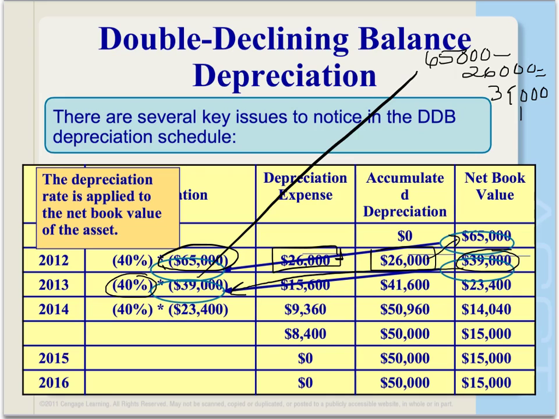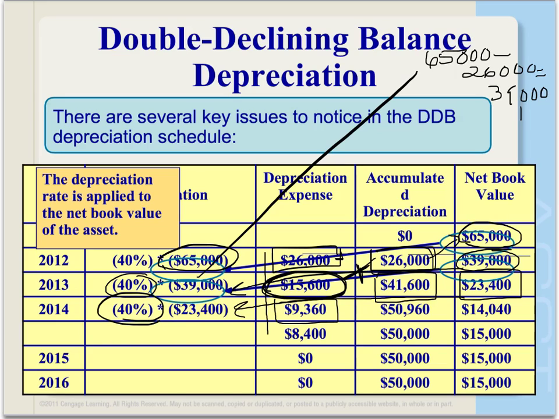Then you come up with a depreciation expense of 15,600. Accumulated depreciation now is 41,600, the 26,000 from the first year plus the 15,600 from this year. We subtract that from the 65,000 and we get 23,400. That is our net book value after 2 years of depreciation. We come over here, we then multiply it times the rate, and we get 9,360 for this year's depreciation.